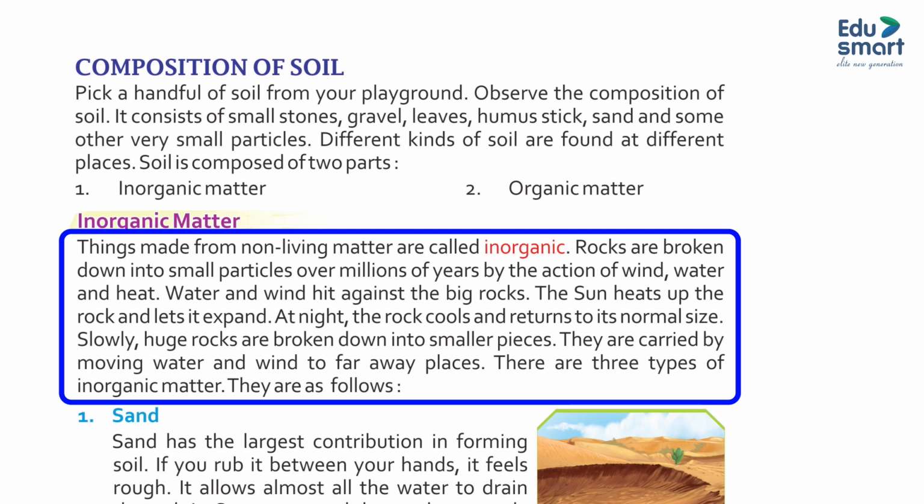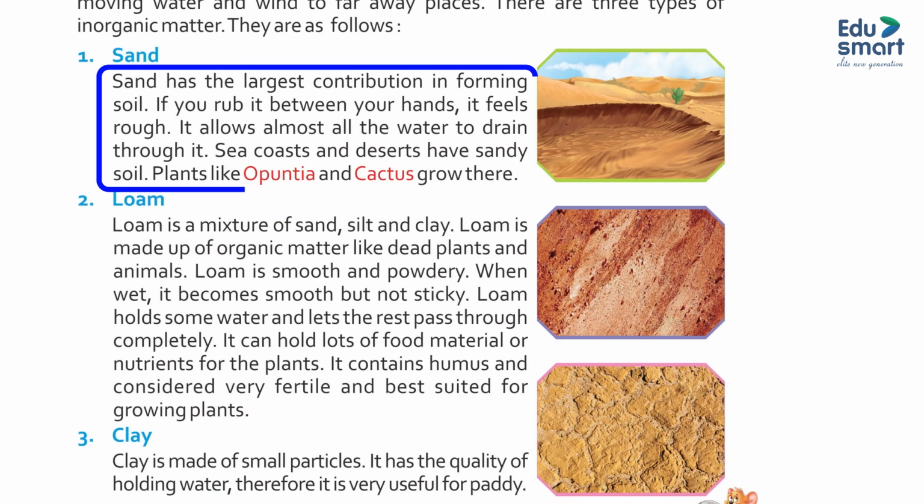They are as follows. 1. Sand. Sand has the largest contribution in forming soil. If you rub it between your hands, it feels rough. It allows almost all the water to drain through it. Sea coasts and deserts have sandy soil. Plants like opuntia cactus grow there.